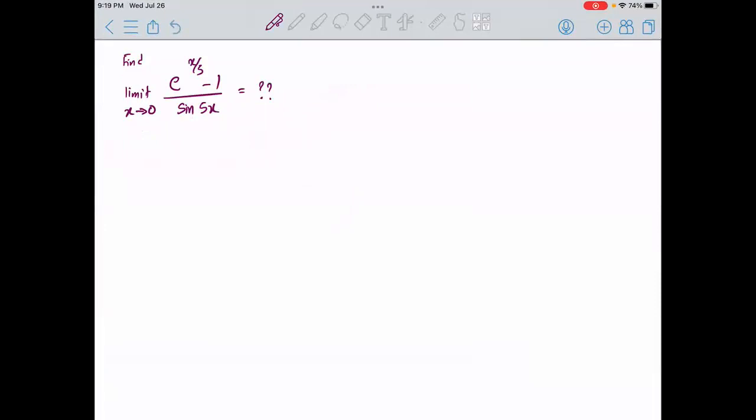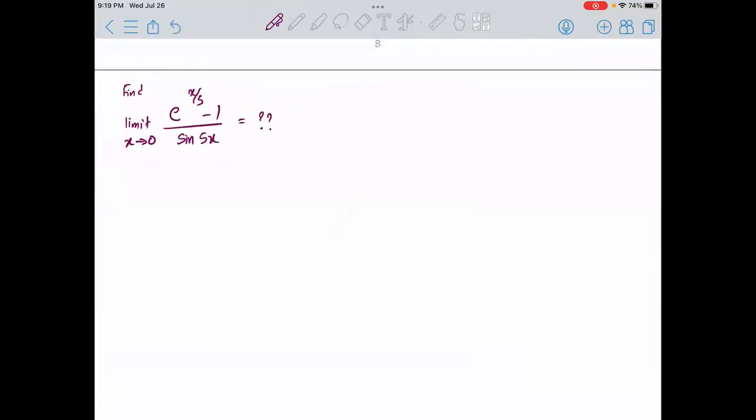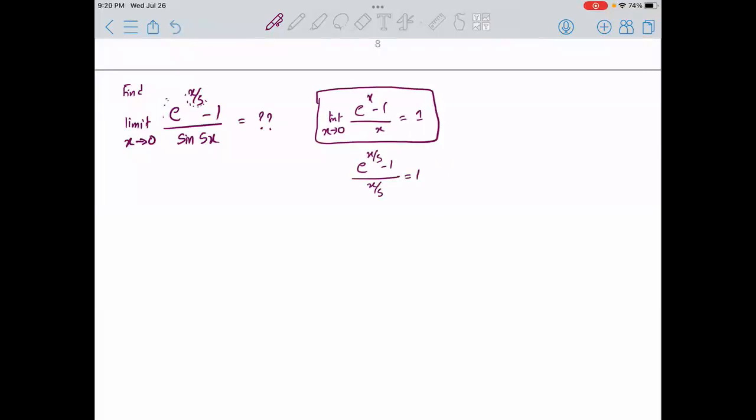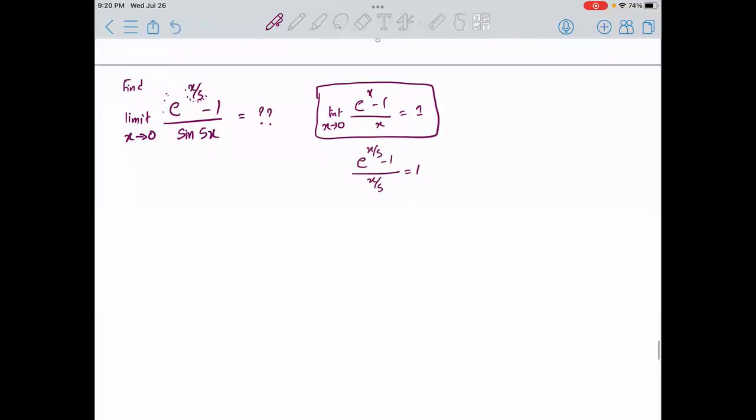Yes, sir. Let us solve this question. In the same way, we know the limit as x tends to 0 of (e^x minus 1) by x equals 1. Agree? But in the place of x, there is x power 5. So it will change into (e^(x^5) minus 1) by x^5 equal to 1. So we will change it into this form.